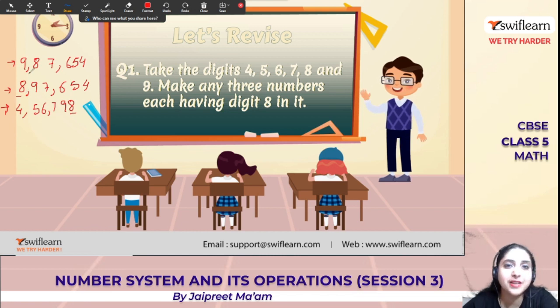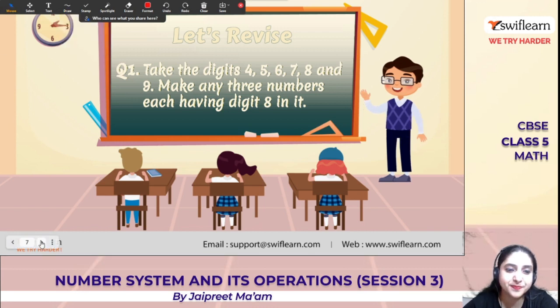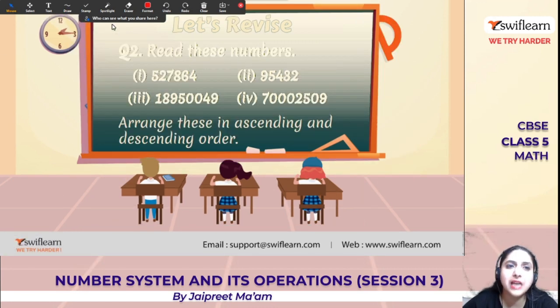Let's read the numbers: 9,87,654, 8,97,654, and the last one, 4,56,798. Let's do the next question. Read these numbers and arrange them in ascending and descending order.